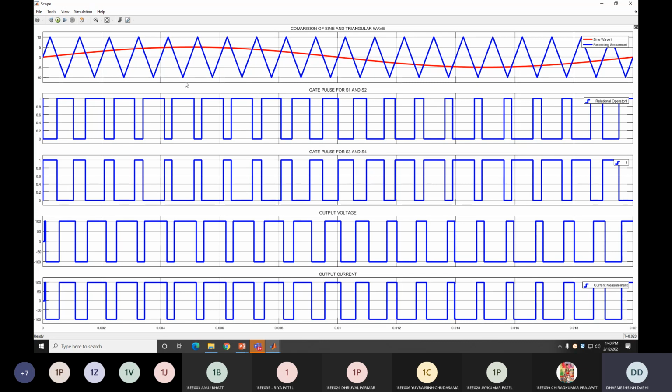So the modulation ratio has an effect on the magnitude of the output voltage. Clear? But not much effect on the harmonics. The frequency of the triangular wave creates more impact on the harmonic content in the output wave. Understand all of it?